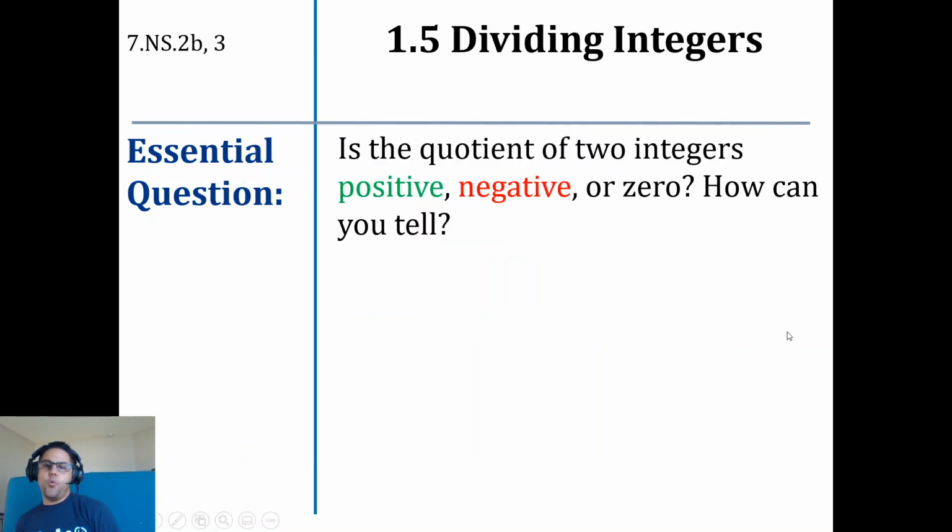All right, ladies and gentlemen, welcome to dividing integers. What you're going to notice is that our rules are actually going to be the same. So the essential question is: is the quotient positive, negative, or zero?